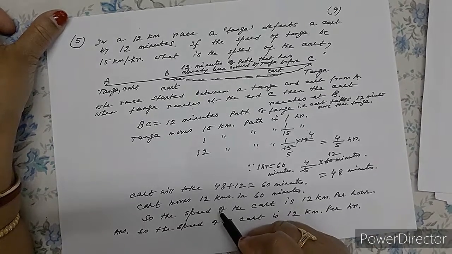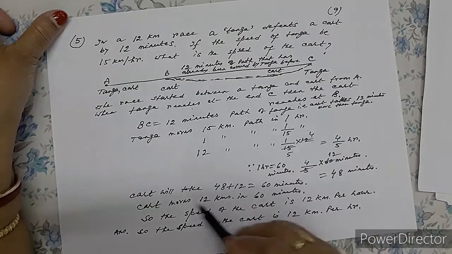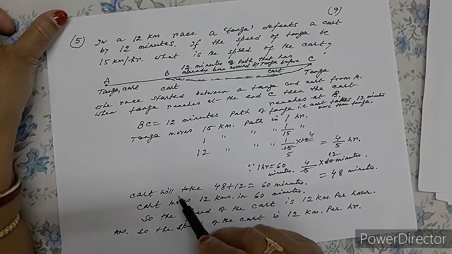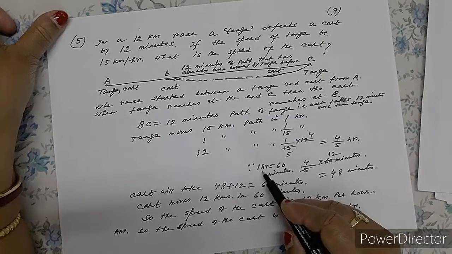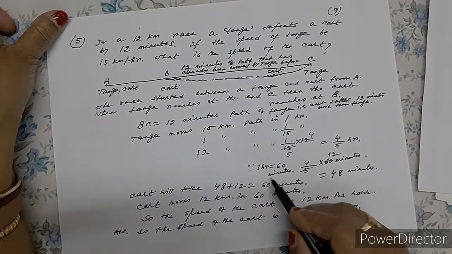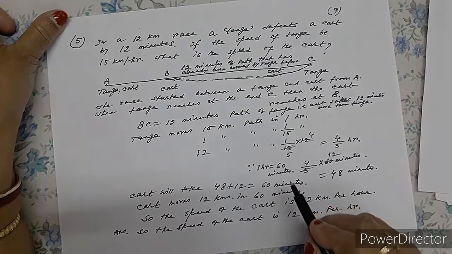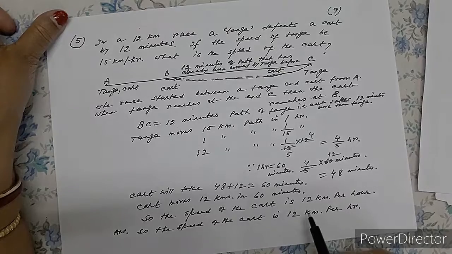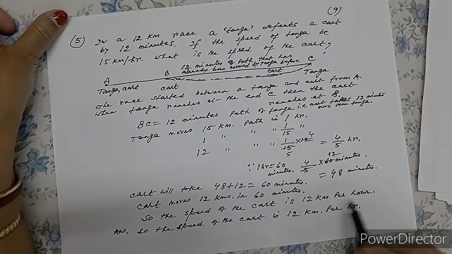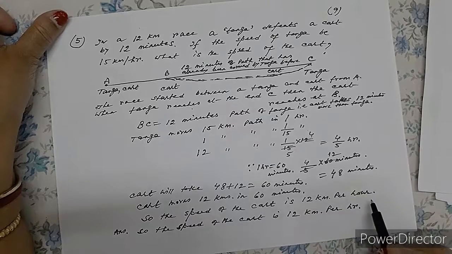Why 12 kilometers? Because the distance of the race is 12 kilometers. So to cover 12 kilometers, how much time has been taken by the cart? 60 minutes. 60 minutes is nothing but 1 hour. We have to write the speed per hour, generally per hour only. So the speed of the cart is 12 kilometers per hour, because 60 minutes is equal to 1 hour.